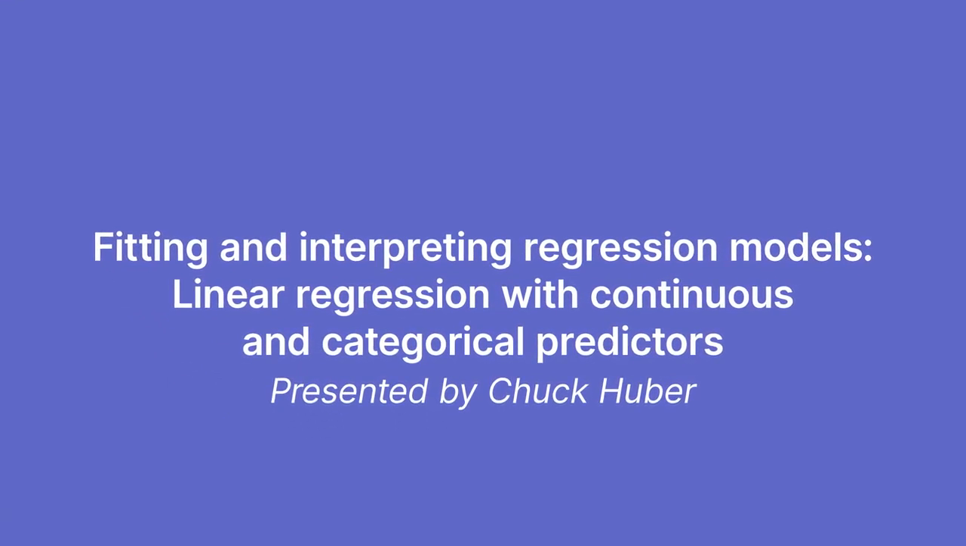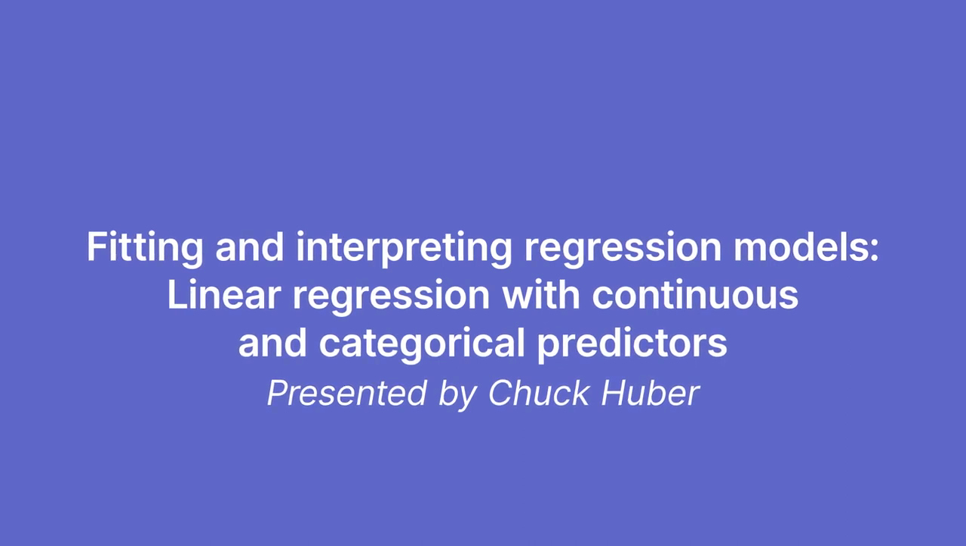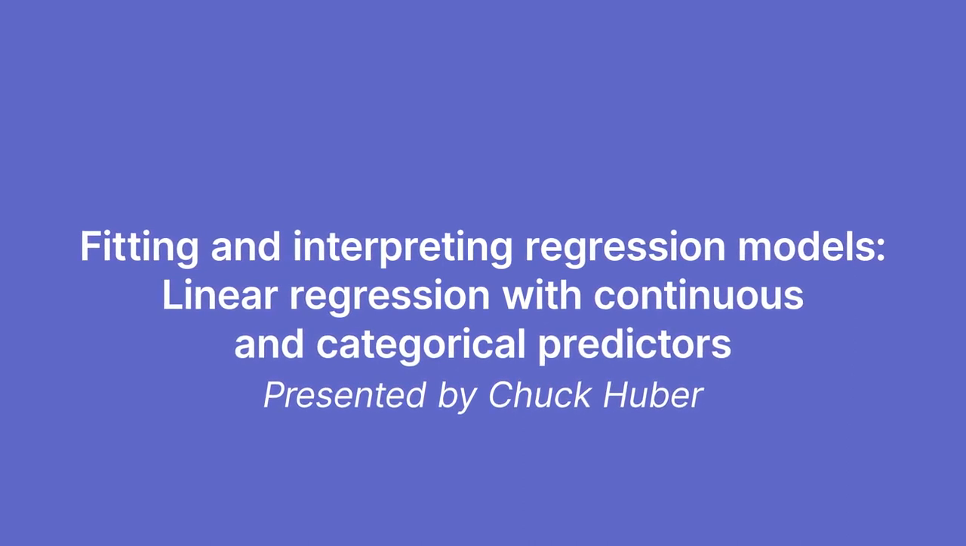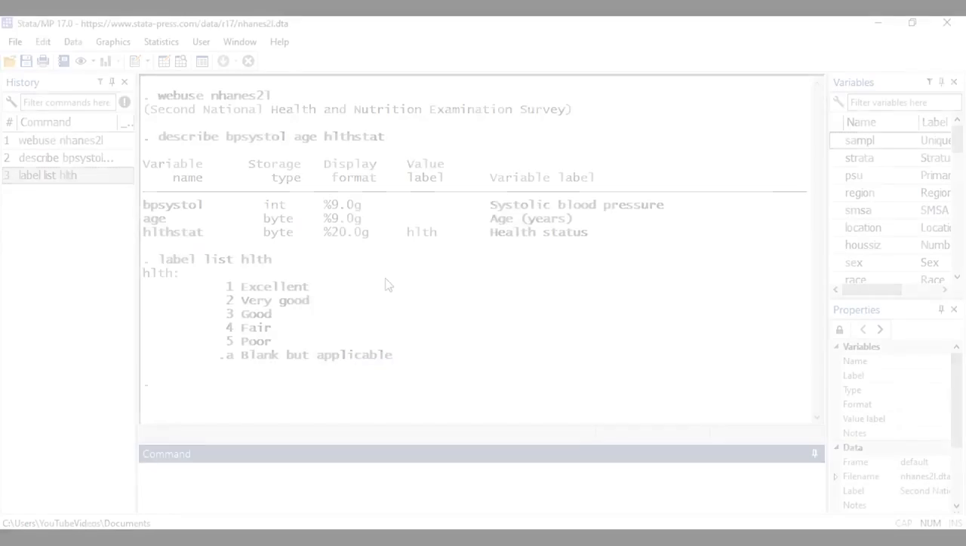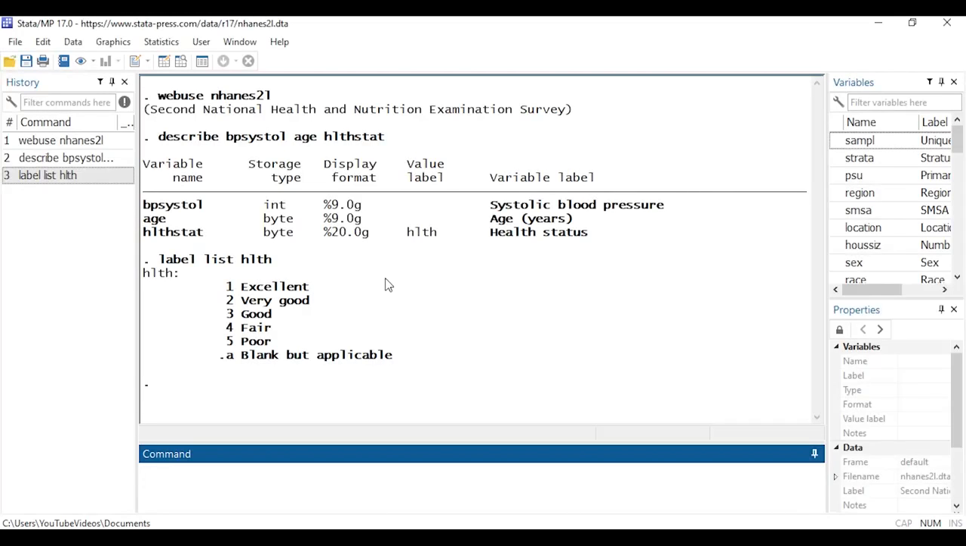Today I'd like to show you how to fit a linear regression model that includes the interaction of two variables. One is continuous and one is categorical. I'm also going to show you how to test hypotheses about the predictors, estimate marginal predictions from the model, as well as create some plots of our model.